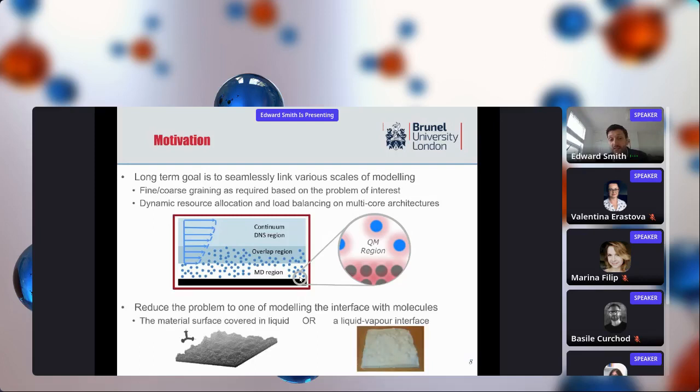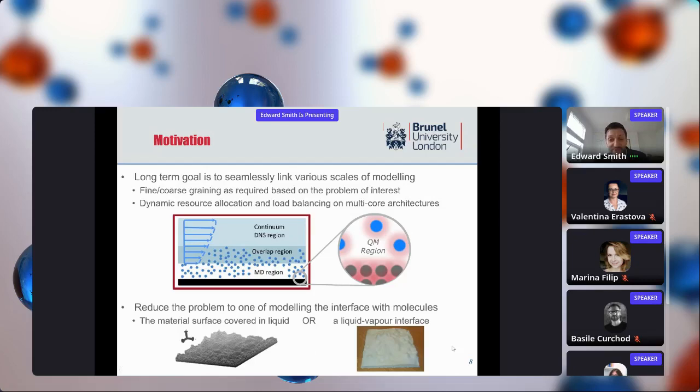We're really talking about modeling the interface of the molecules. So we reduce the problem of modeling a big engineering simulation down to one of modeling just the interface itself with molecular dynamics, and then an even thinner strip of interface with QM type methods. The two types of interface I'll talk about are the material surface itself that would be covered with a liquid, and then the liquid vapor interface. And this is actually a 3D print of a fitting to a liquid vapor interface that I've got somewhere, but obviously not too useful for a virtual presentation, but there's a picture of it.